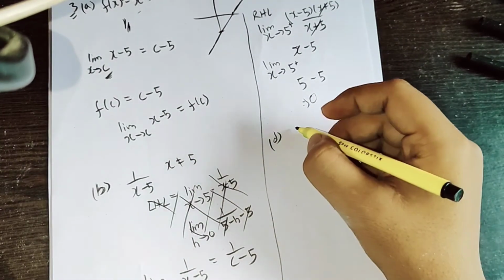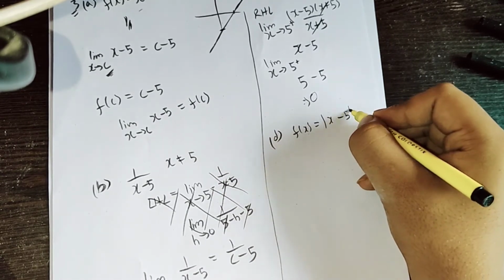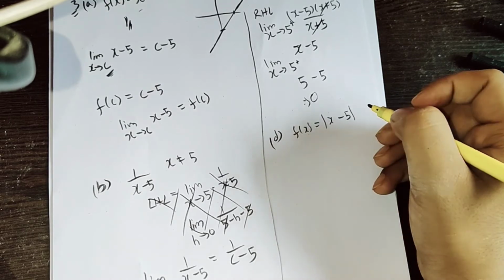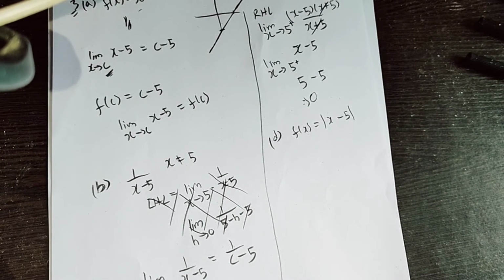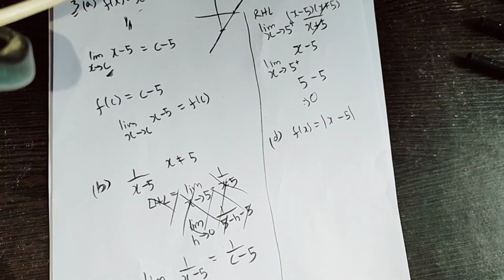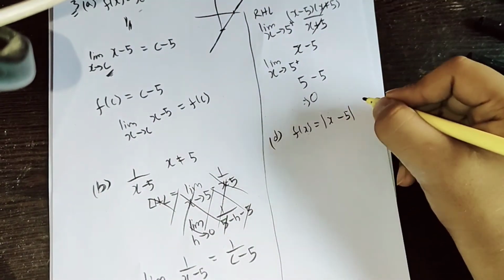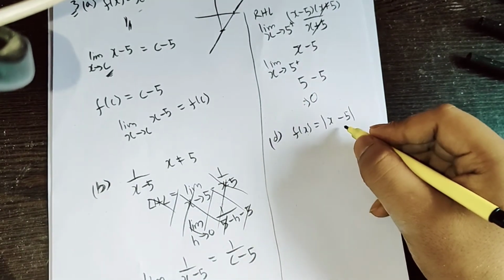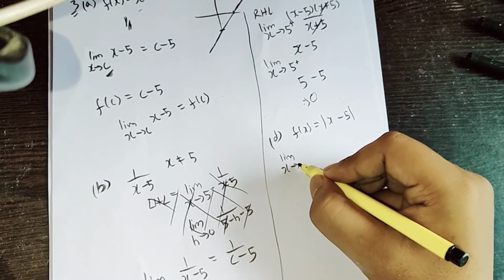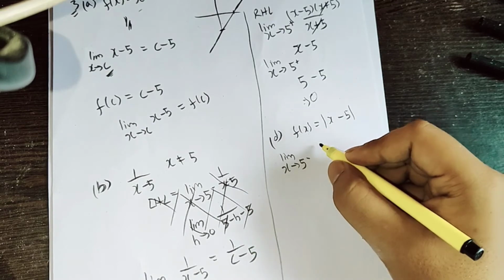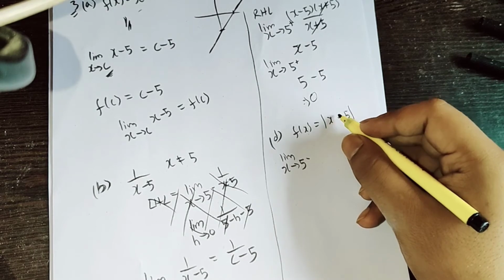So f of x is equal to mod of x minus 5. As you know, its nature changes at 5, because at 5 it becomes 0, and as you know, the mod's nature always changes when the function inside the bar comes 0. So we will check its continuity at 5 first of all. So limit x tends to 5 minus, which means it is less than 5.